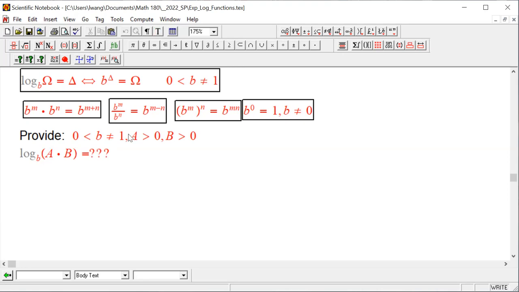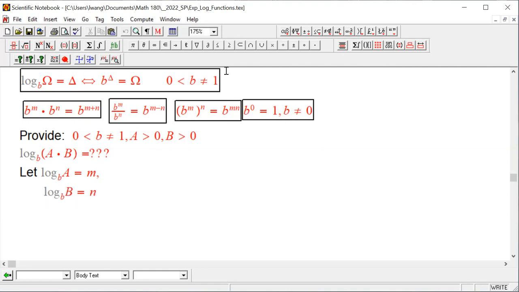Right, what would this be equal to? Okay, so let's derive that. Now let's make an assumption. Let log base B of capital A equal M. So right here, we use this assumption. And log base B of capital B equals lowercase n. What does that imply?